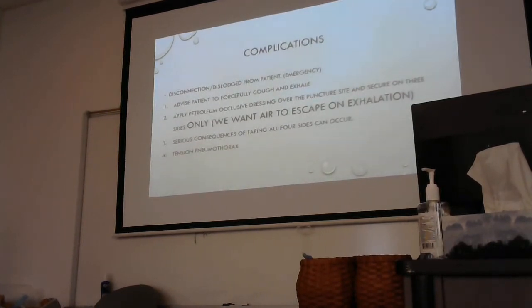Disconnection or dislodgement from your patient is considered an emergency. We're talking about the tube coming dislodged from the actual patient, not necessarily your management system. You want to advise your patient to forcefully cough and exhale. Once that happens, you're going to apply a petroleum occlusive dressing to the puncture site, and you're going to secure it on 3 sides. Usually you're going to do it on both left and right and the top, but I've also seen bottom, depending on where it is on your patient, bottom left and top, because you want it to be loose where your tube can come out. And we tape it on 3 sides so that we can allow air to escape on exhalation.